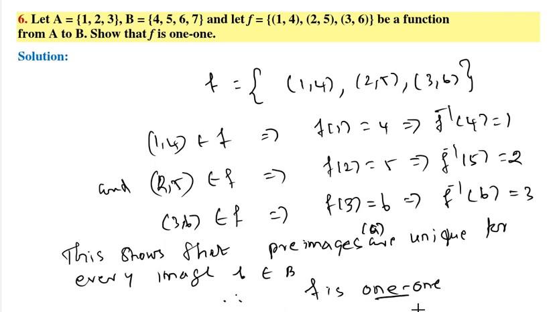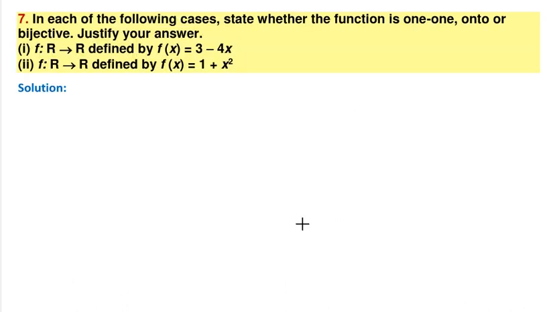Very important. To confirm the function is injective or one-to-one, check the pre-images. For every image, if the pre-image is more than one, it cannot be a one-to-one function. If the pre-image is unique, the function is one-to-one or an injection type of function.